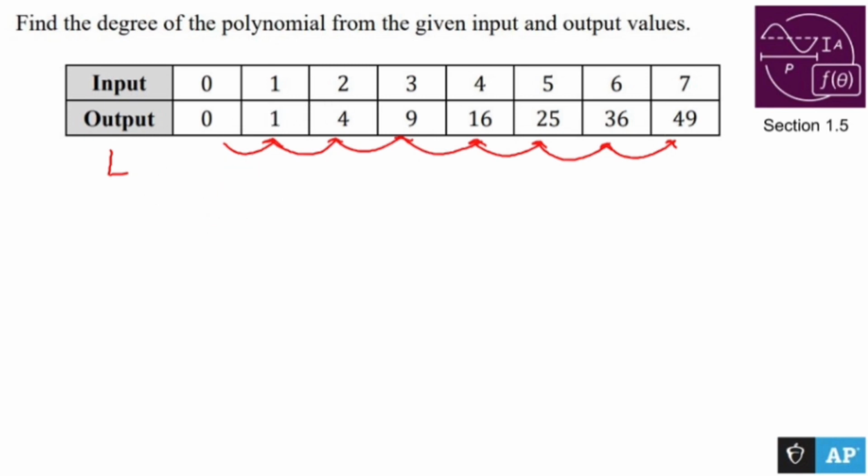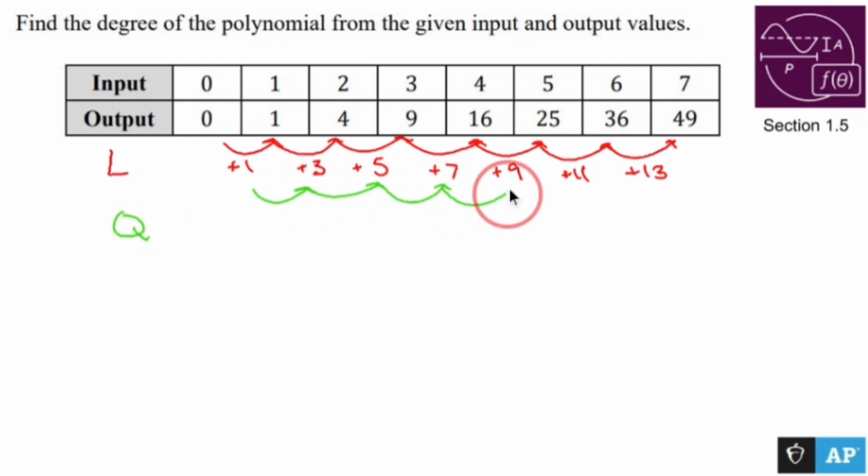You add 1, you add 3, you add 5, you add 7, you add 9, you add 11, you add 13. Is this guy linear? No. So the second time is to test if it's quadratic, and you do it again. You see what you add for every single one to figure out if the average rate of change of the rates of change are the same.